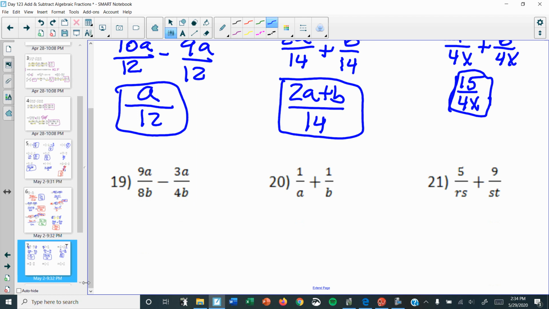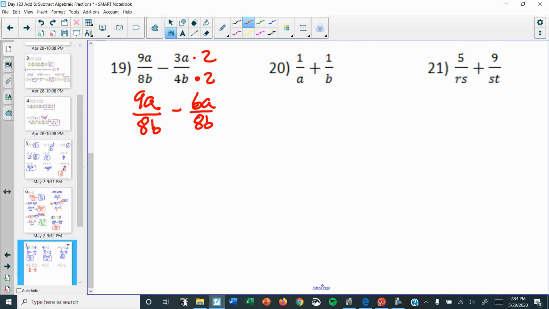19. Are the denominators the same? No, they are not. They both have b, so that's good. But one's an 8, one's a 4. So we got to multiply by 2 to make that also an 8b. So 9a over 8b minus 6a over 8b. A lot of students also forget to multiply the numerator also. So they'll multiply and get 8b, but they'll also write 3a on top. Yep, be careful. So you subtract the tops. 9 apples, take away 6 of them. You're left with 3 apples over 8 bananas. Because why not?